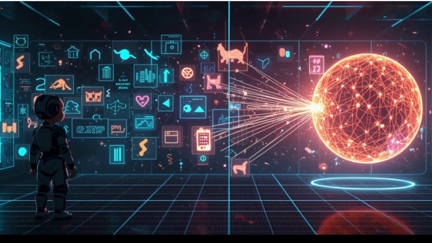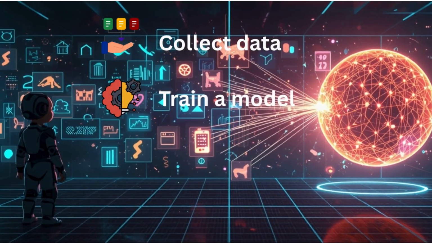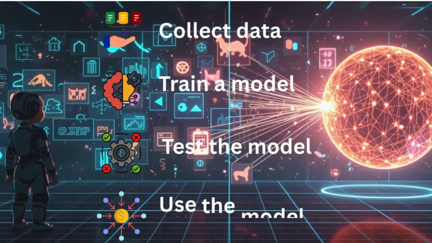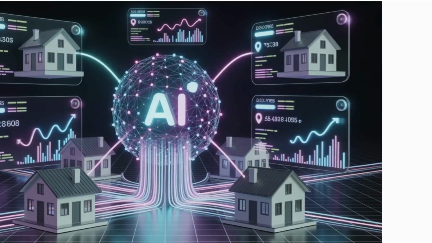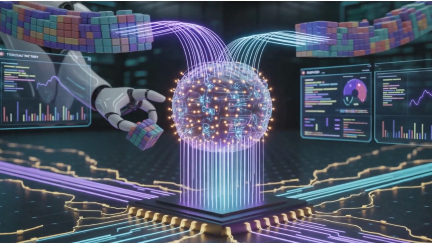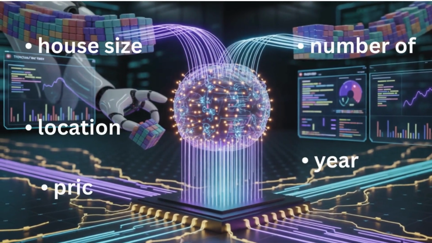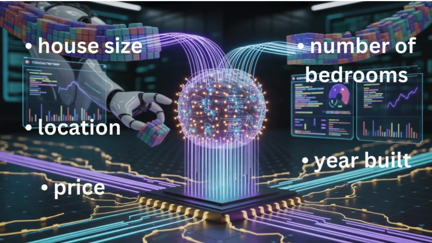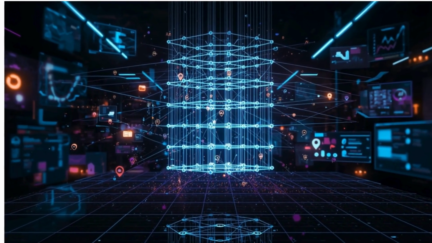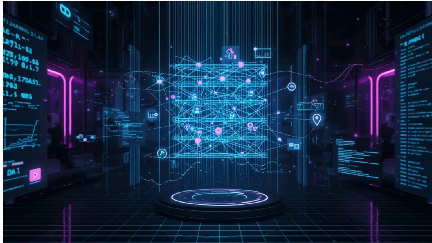Here's the basic process. Step 1, collect data. Step 2, train a model. Step 3, test the model. Step 4, use the model to make predictions. Let's take an example. Suppose you want to build an AI that predicts house prices. You feed the system data such as house size, number of bedrooms, location, year built, and price. The machine learning model analyzes these patterns and learns relationships between them. Then when you give it a new house, it predicts the price.